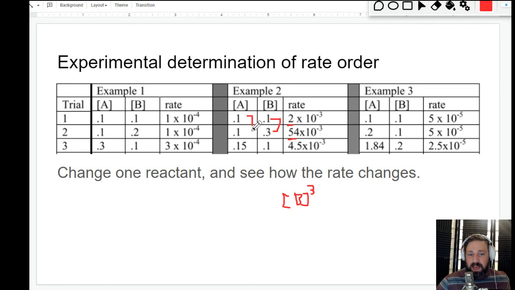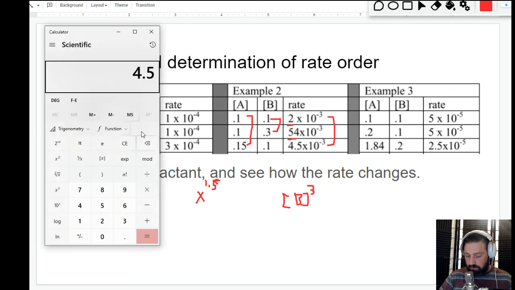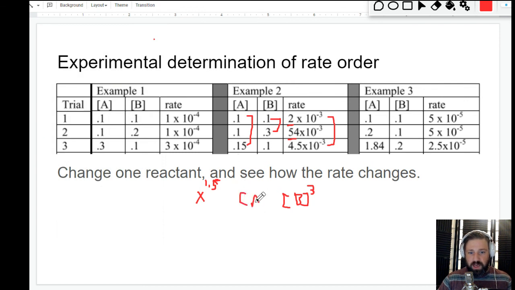Now let's see what happens here. Now I'm going from 0.1 to 0.15. What am I doing here? I'm not doubling it. I'm multiplying it by 1.5. So then the rate should be going up by 1.5 as well. What is this going up by? It's going up by 2.25, which I believe is 1.5 squared. Yep, 1.5 squared is 2.25. So then that means that we have the concentration of A squared.